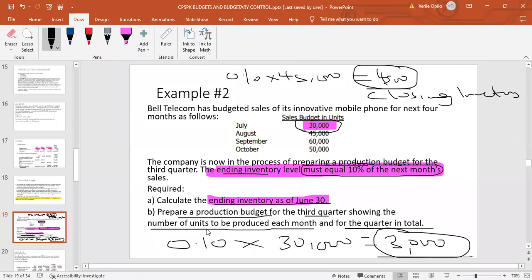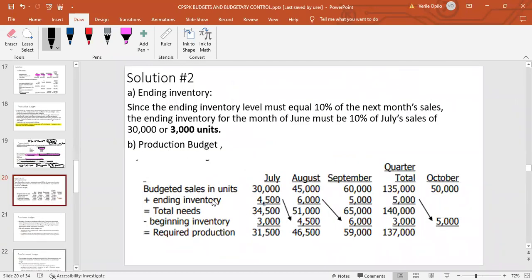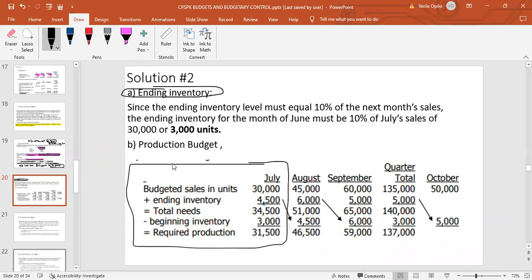So let's look at now the preparation of the production budget for the third quarter, showing the number of units to be produced each month and also the total for the quarter. So we've already computed the ending inventory for June. We say that it will be 10% of what is to be sold in July, which we've obtained as 3,000 units. So now we come to the preparation of the budgets, and we'll start off with the budget for July.